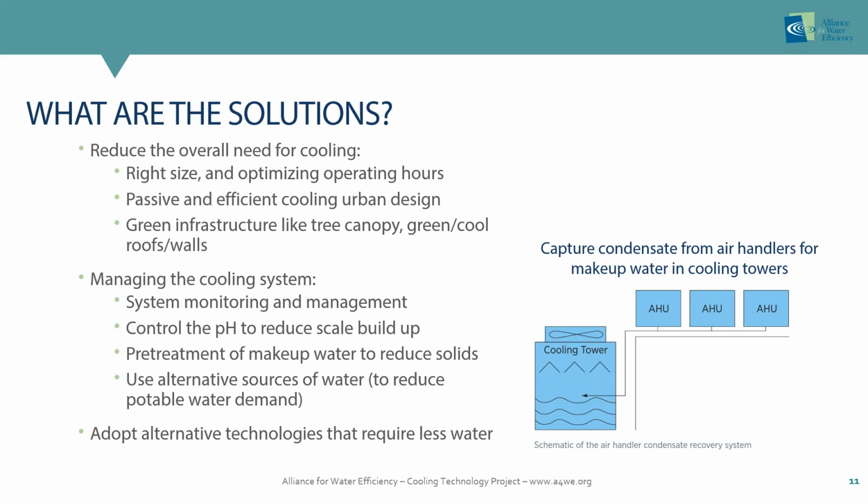So largely this is going to be through monitoring and tracking things, just having a better handle on the whole system, as well as managing the water quality so that you can have higher quality water in the system and therefore reduce the blowdown and reduce the water that you need to add. You can also explore incorporating other water sources in your system, like capturing condensate from air handling units. And then finally exploring alternative technologies that require less water altogether. Next slide, please.